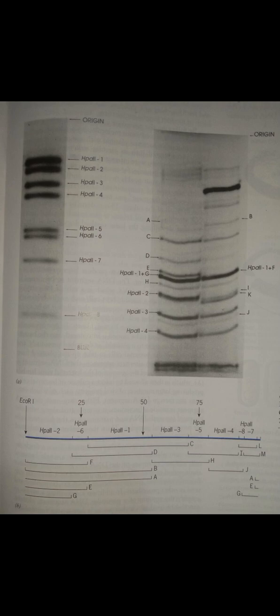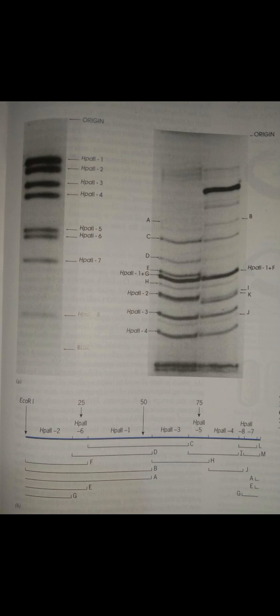Overlapping fragments can be produced by treating the intact genome with a second enzyme that cleaves the molecule at different sites, or by treating the genome with the same enzyme under conditions where the DNA is not fully digested, as it was in the left gel. The two gels on the right represent examples of partial digests of polyoma genome with HPA2.